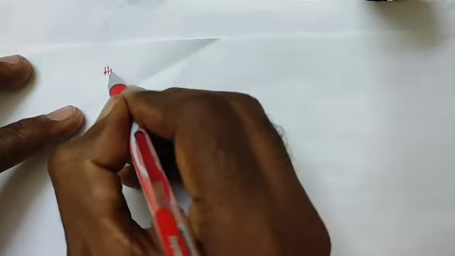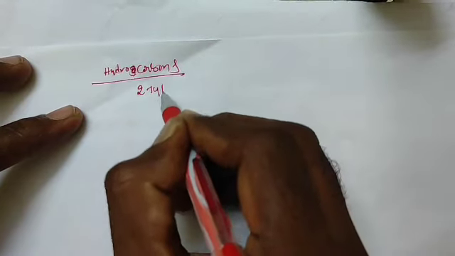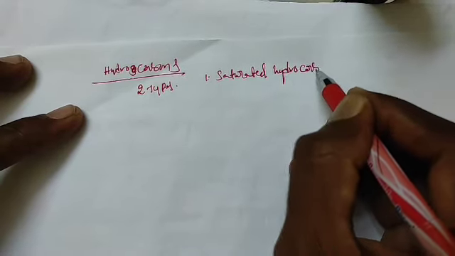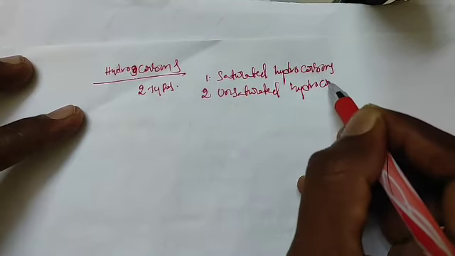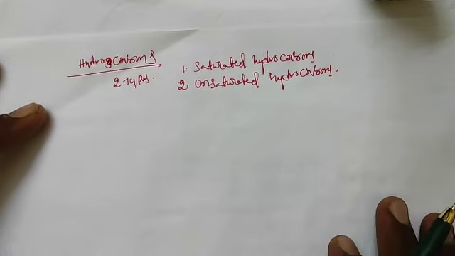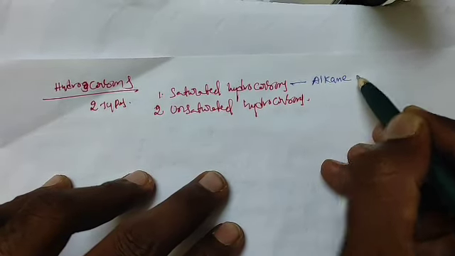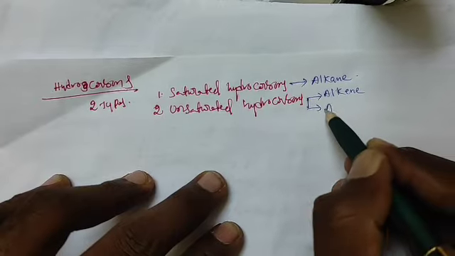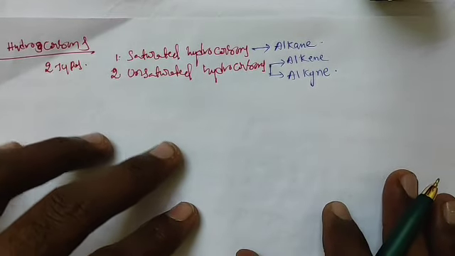Next, hydrocarbons, how many types? Two types. One is saturated hydrocarbons, second one is unsaturated hydrocarbons. Saturated hydrocarbon means alkane. Unsaturated hydrocarbons are of two types, that is alkene and alkyne. So alkene and alkyne are unsaturated hydrocarbons.